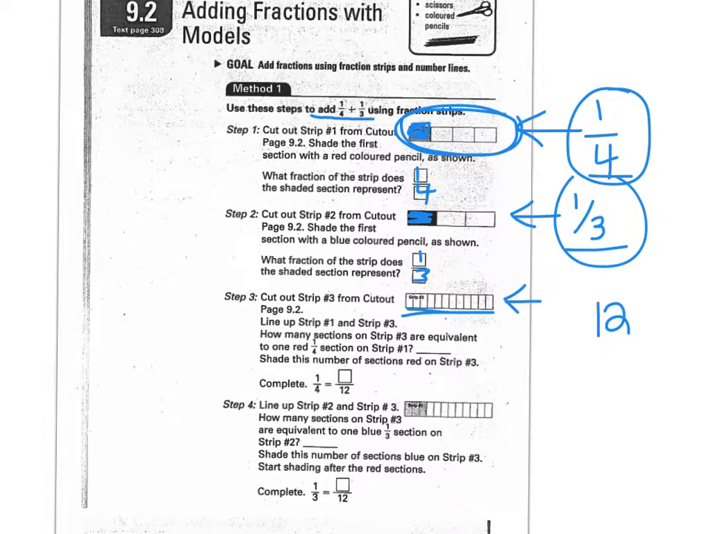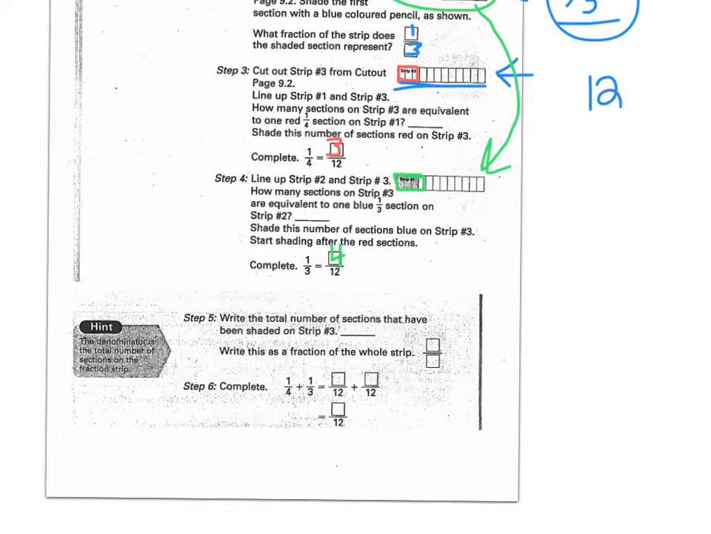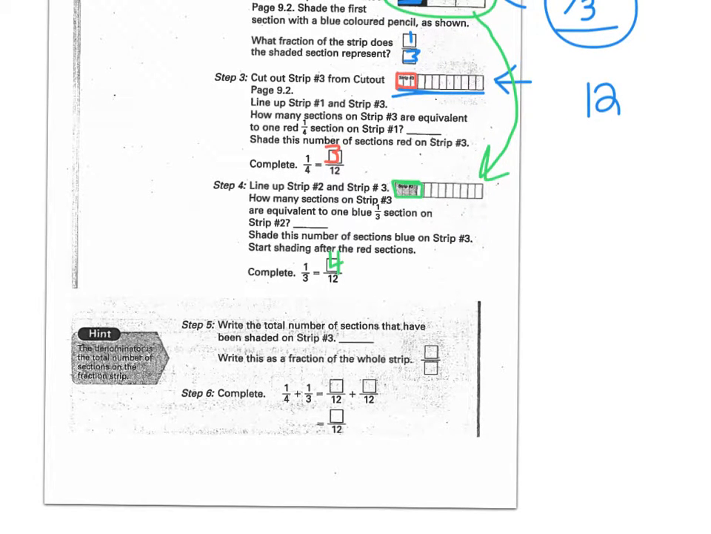I will see that 1/4 is going to be equal to 3. If I take 1/3 and line it up over top, I will know that 1/3 is going to be equal to 4. If I add those all together, I have 3 here, and I have 4 here.